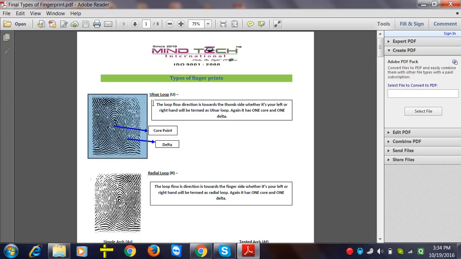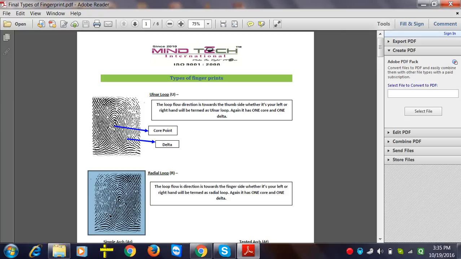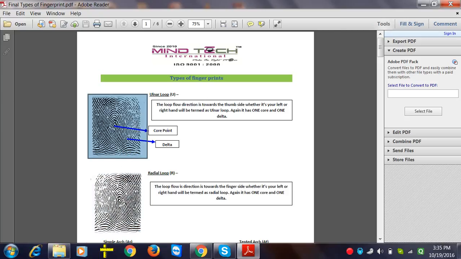So what is ulnar loop and radial loop? In ulnar loop, whether it's your right hand or your left hand, if the flows are going towards your thumb side, it would be called ulnar loop. And in radial loop, there is again one delta and one core. If the flow is going towards your finger side, your pinky finger side, it will be called radial loop, whether it's your right hand or your left hand.